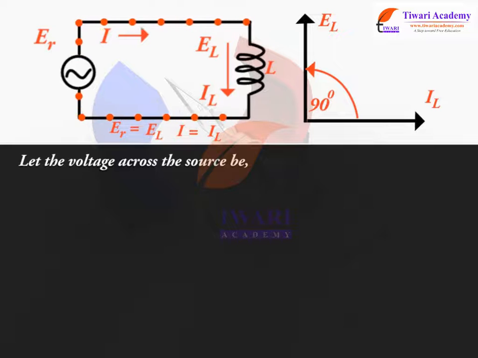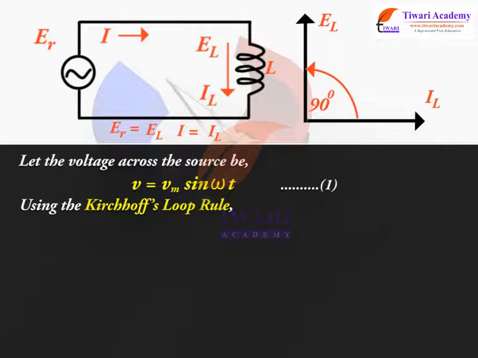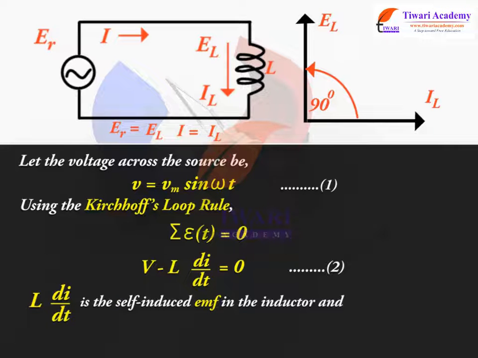Let the voltage across the source be v = Vm sin ωt. Equation 1. Using Kirchhoff's loop rule, Σε = 0, v − L di/dt = 0. Equation 2. L di/dt is the self-induced EMF in the inductor and L is the self-inductance of the inductor.